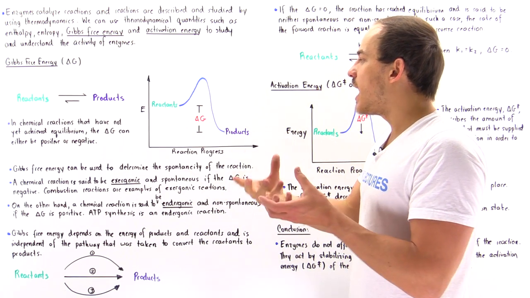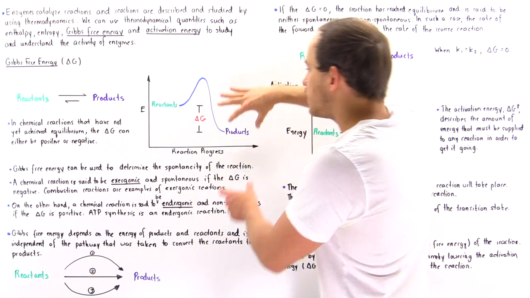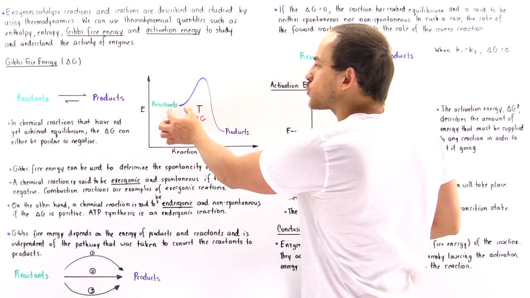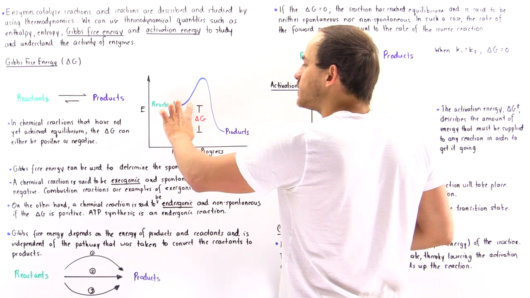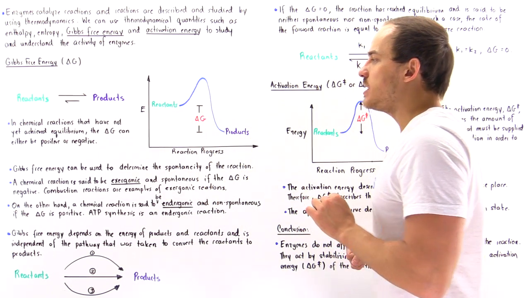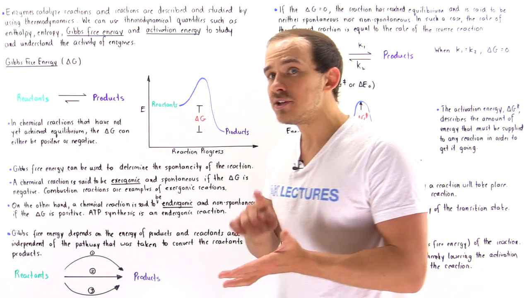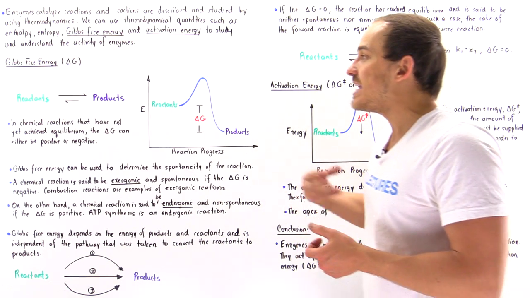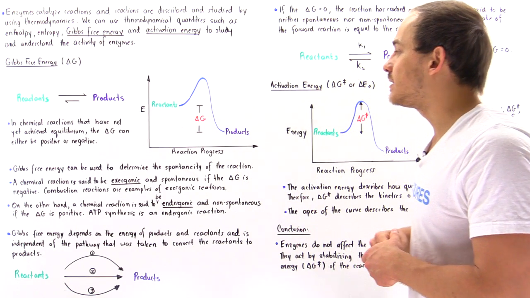Now, what about the opposite? Well, if we read this reaction going backwards, if this is the reactant and this is the product, then if we subtract a high free energy from a low free energy, we're going to get a positive delta G. And the positive delta G means the reaction is endergonic and non-spontaneous. And that means it will not take place unless we input a certain amount of energy.